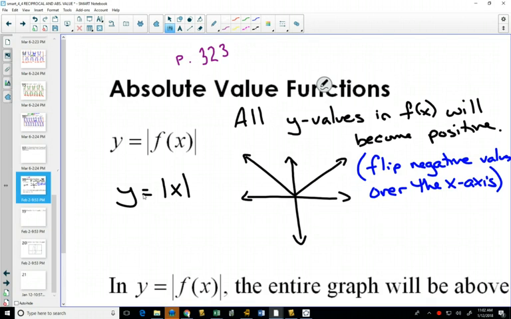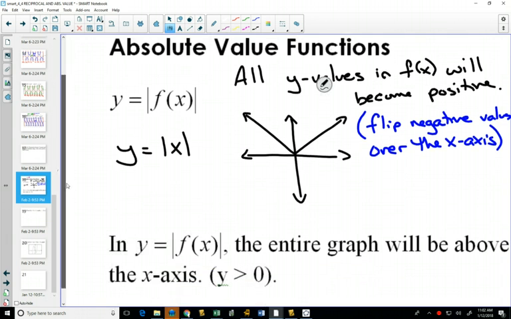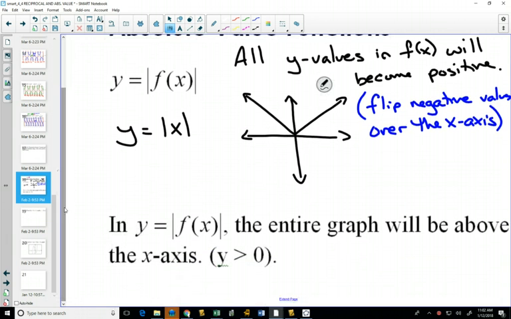So we've already graphed y equals the absolute value of x. You know how to graph that. What's going to happen now is we're going to learn how to do this in a different way. So in y equals absolute value of f of x, the entire graph will be above the x-axis. I guess we can say y will be greater than or equal to 0. So let's look at an example and let's look at our steps for doing this.